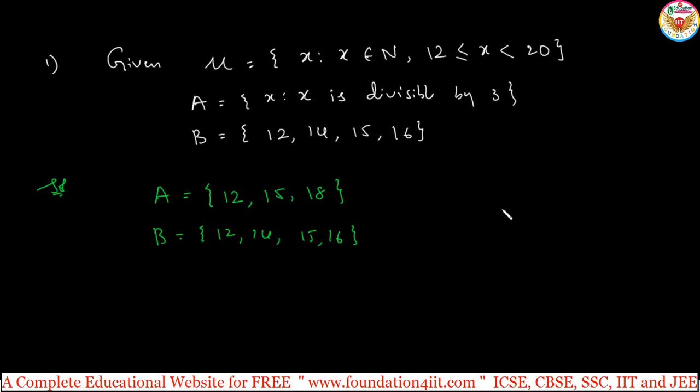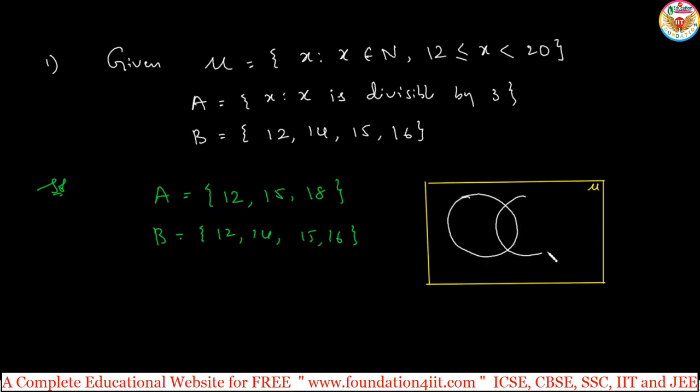Now to represent this data using the Venn diagram, take this rectangle as the universal set. Inside we have set A and set B with a common part. A is 12, 15, 18 and B is 12, 14, 15, 16. So 12 and 15 are the common elements, and you should write 12, 15 in the common region. The remaining in A is 18. In set B, next to 12, 15 are 14 and 16. This is how A and B are fixed.